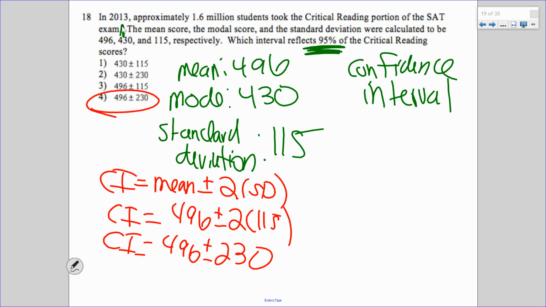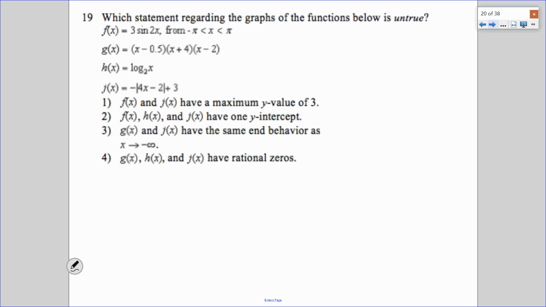Confidence interval is super, super important. It came up twice so far. Ooh, number 19. It's giving you 4 functions and saying which is untrue. Well, you could graph each of them, find the maximum, find the intercept, look at the end behavior, and look at the zeros. But this is getting kind of long, so I'm just going to use my brain a little bit. But if it's the Regents exam, definitely do that to help yourself out.